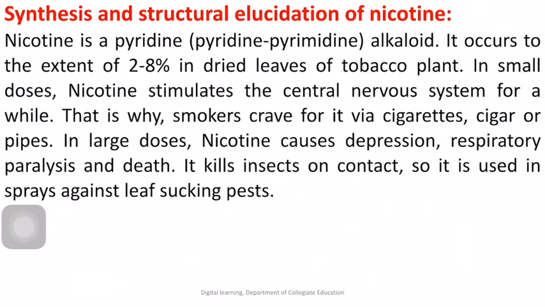Next, synthesis and structural elucidation of nicotine. Nicotine, you know the structure. It is a pyridine alkaloid. It occurs to the extent of 2 to 8% in dried leaves of the tobacco plant. In small doses, it stimulates the nervous system for a while. That's why smokers crave for it via cigar or pipes. But in large doses, it can cause depression, respiratory paralysis and finally it leads to death. It kills insects on contact, so it is used in sprays against leaf-sucking pests.